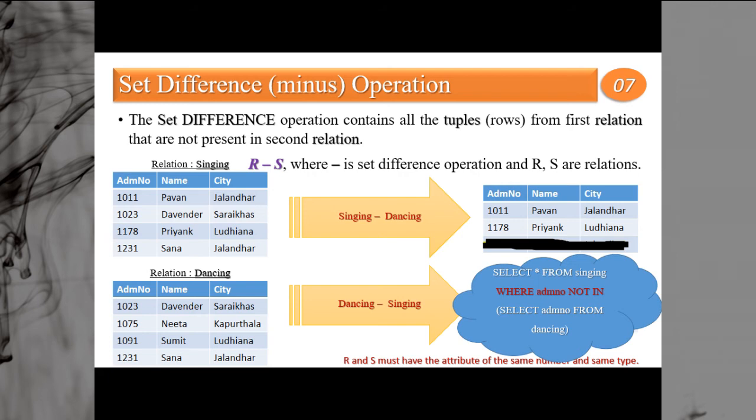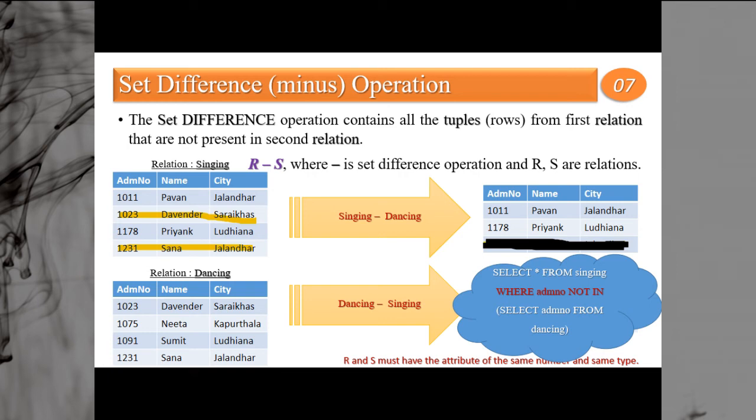Okay, you can see the difference. We are talking about the admission numbers which are here but not here. See, 1011 is not there, 1023 is there, so it will be discarded. 1178 is not there, so it will not be discarded, and 1231 is there, so it will be discarded. So the result is 1011 Pawan Jalandhar, 1178 Priyank Ludhiana. So this is what you will be getting.